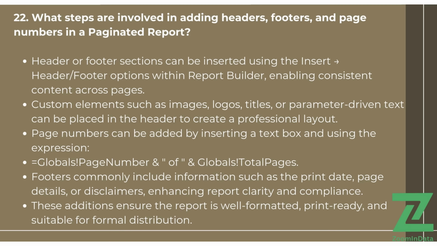Step 3. To add page numbers, insert a text box inside the header or footer and use the expression written in letters as follows: Globals!PageNumber and Globals!TotalPages. This shows the current page number and the total number of pages. Step 4. Footers can include printed date, page details, or disclaimers. These additions help improve clarity and ensure that the report is suitable for printing and formal sharing.